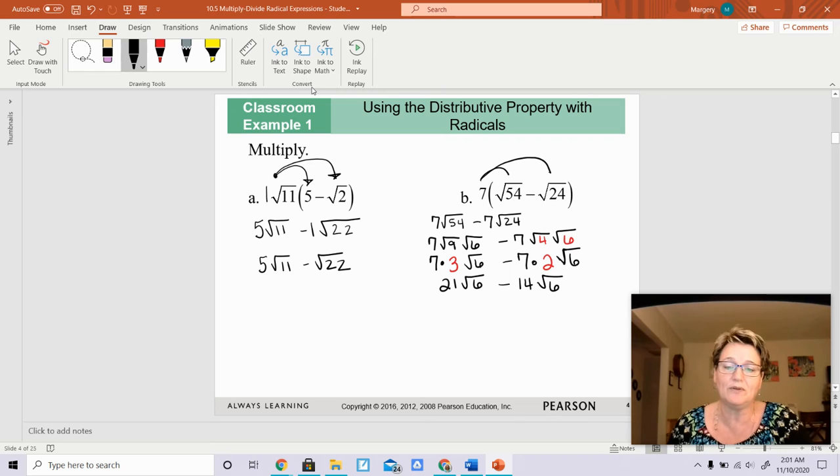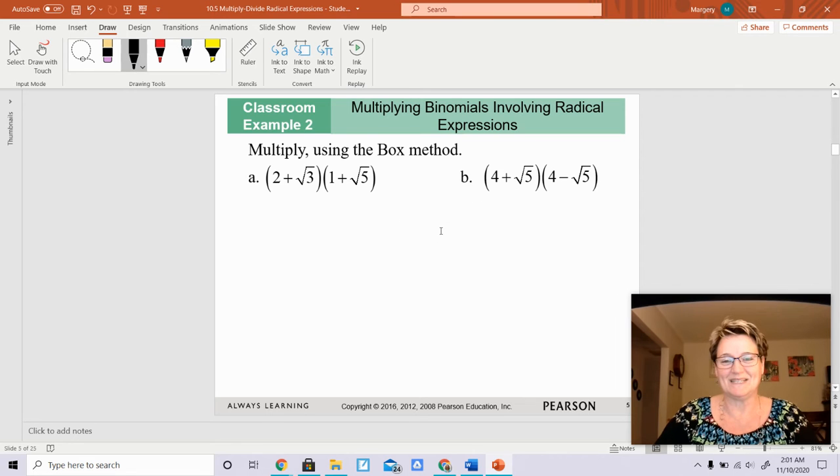Now, if you notice, both of these terms have a square root of 6, which means you can combine them. So 21 minus 14 gives me 17, I believe. No, not 17, 7. Plain old 7. Positive 7 square roots of 6. Okay, it's a long evening. I sometimes mess up on my adding and subtracting. Yeah, 7. All right, next one.